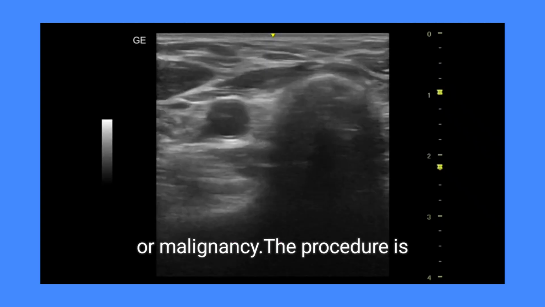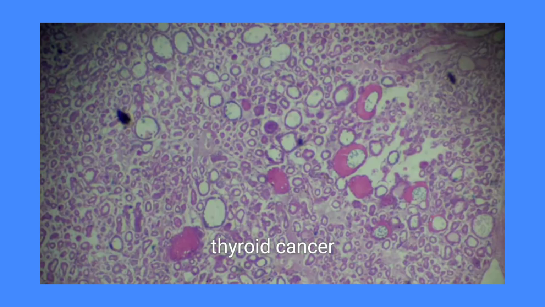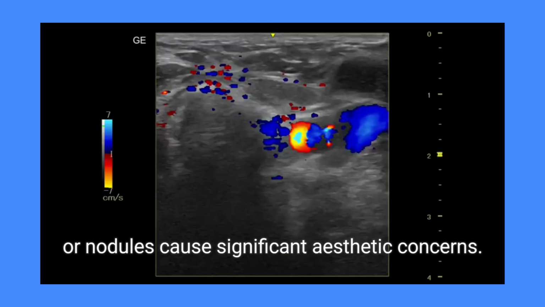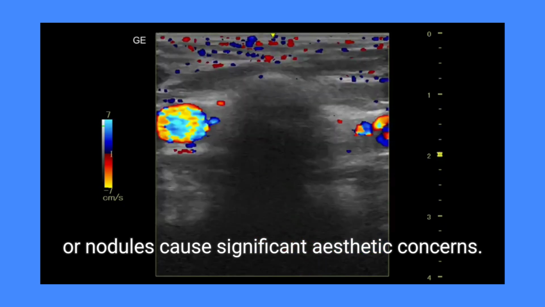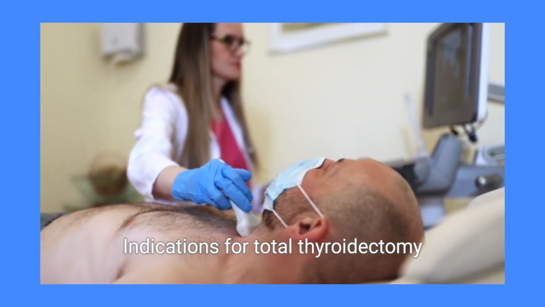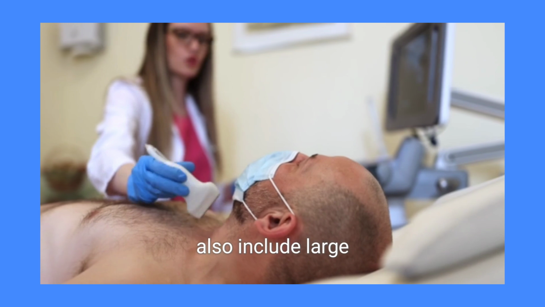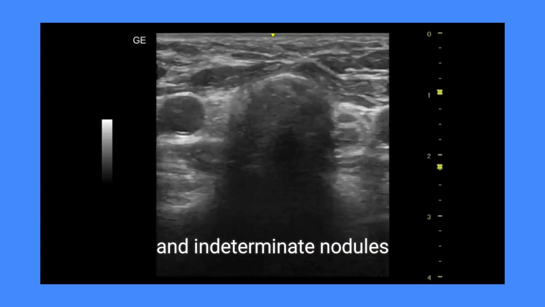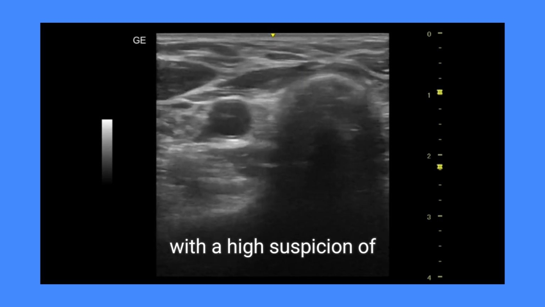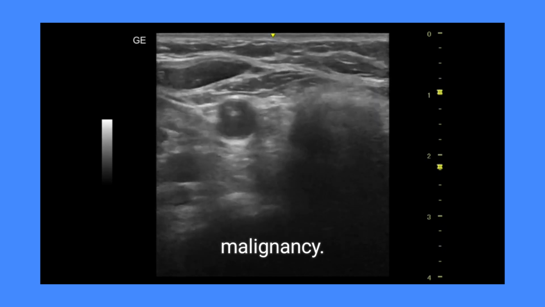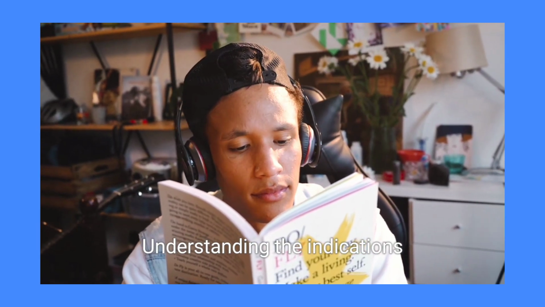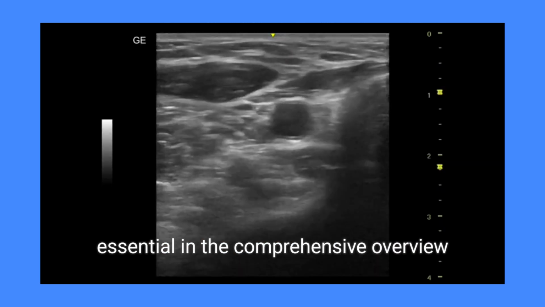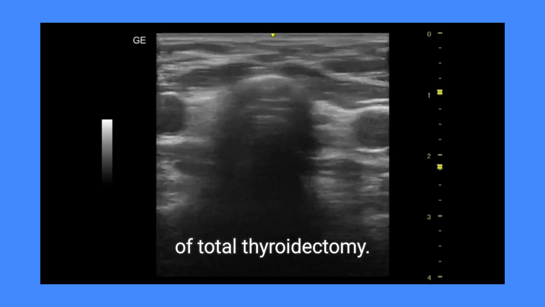The procedure is also used to treat recurrent thyroid cancer or for cosmetic reasons when goiters or nodules cause significant aesthetic concerns. Indications for total thyroidectomy also include large goiters causing compressive symptoms, multinodular goiters, and indeterminate nodules with a high suspicion of malignancy. Understanding the indications and post-operative imaging findings is essential in the comprehensive overview of total thyroidectomy.